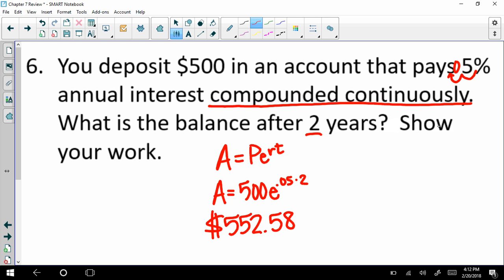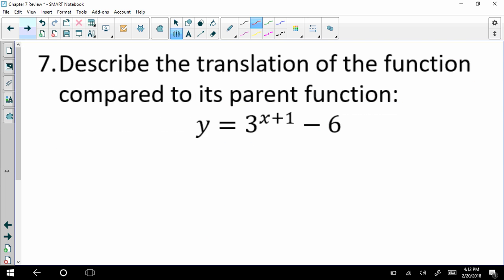So again, that'd be a 2-pointer, especially if it's not multiple choice, you will need to show your work like this one. And so it's a 2-point problem. Okay. All right, here's your next problem.